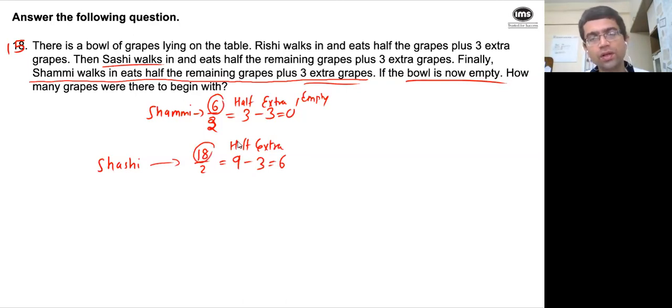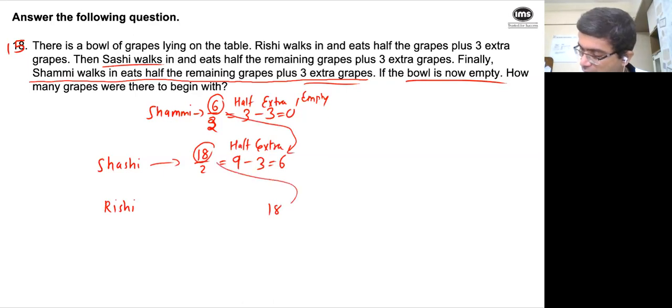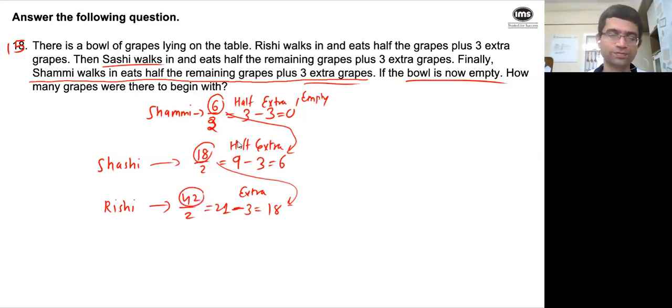Now let's finish it with Rishi. So when Rishi entered, there were 18 grapes. Correct? This 6 goes here. This 18 goes here. Now he had eaten 3 extra grapes. That means there were 21 grapes before he ate those extra grapes. But these 21 were after he ate half of what was initially there. So this initial number should be 42.